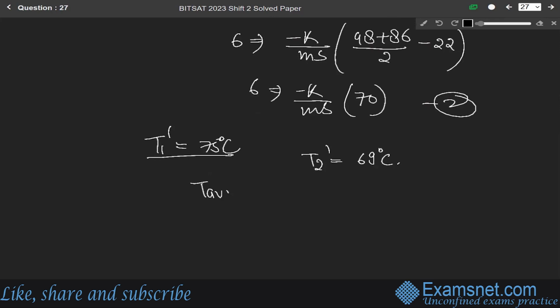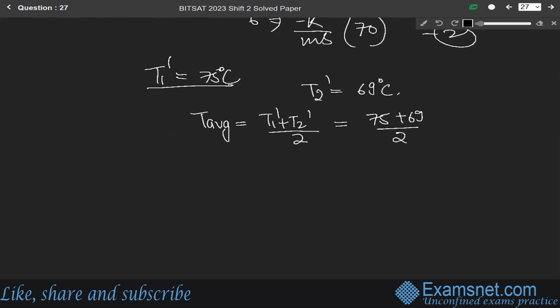So for this, T average will be equal to (T1' plus T2') over 2. So it will be (75 plus 69) over 2. Okay, so for this, we can write m s delta T. Delta T is here 6 only, na? 69 to 75, it is 6 only. So m s delta T means 6 over delta T.